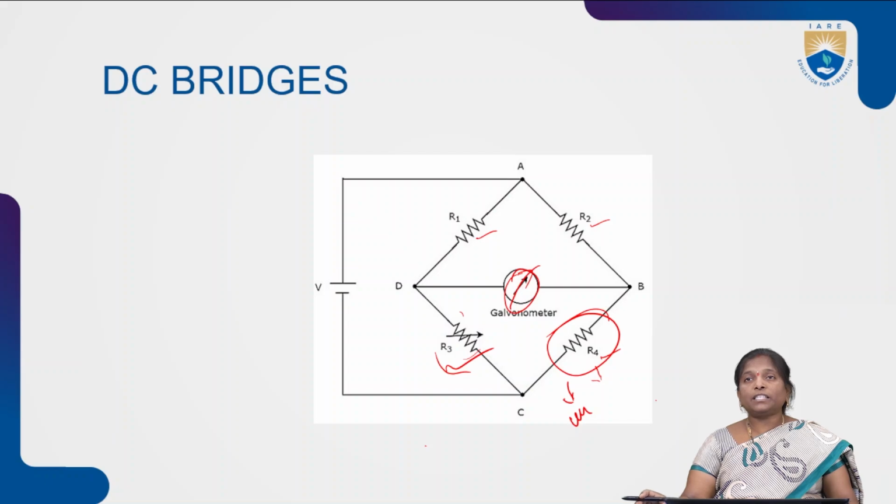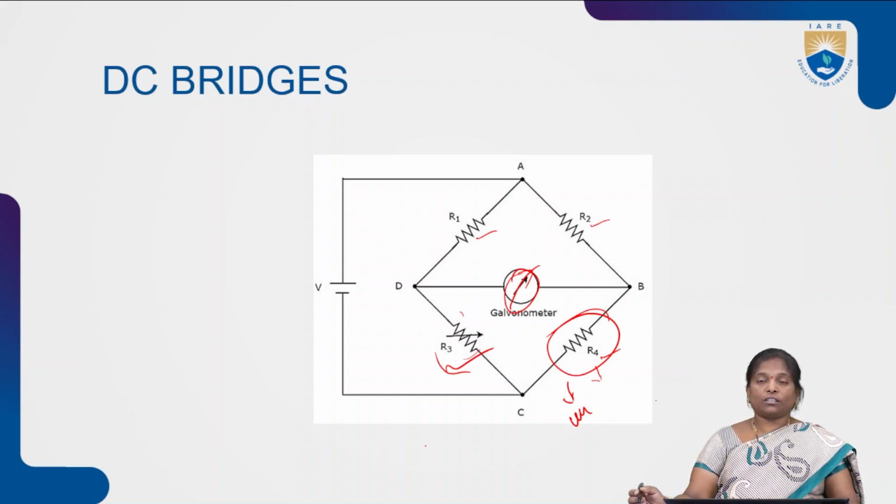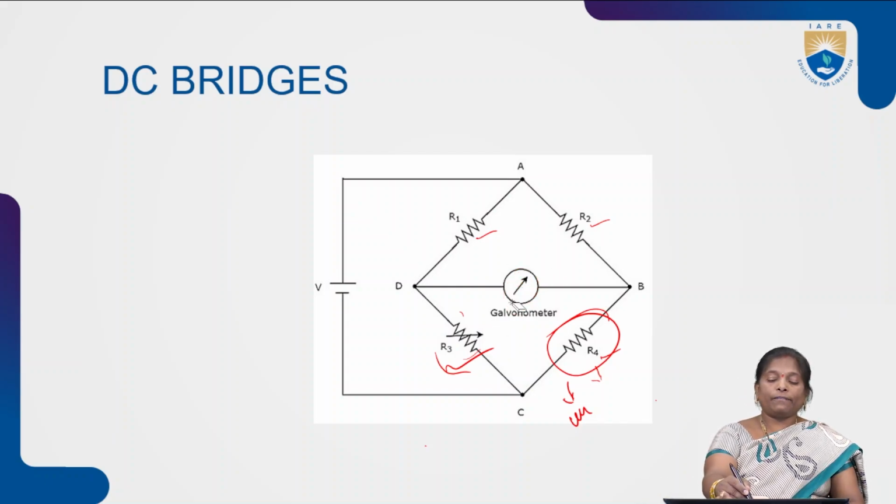If the bridge is present in the balanced condition, we need to measure the unknown parameters. Among the bridge's 4 arms, 3 arms have known parameters, and only one arm consists of an unknown parameter. That unknown parameter can be measured with the help of the known parameters by using the balanced bridge condition. Similarly, if the bridge is in the unbalanced condition, then we can measure the current passing through the galvanometer.